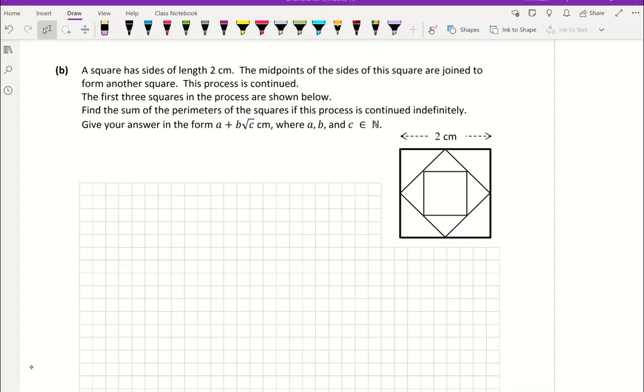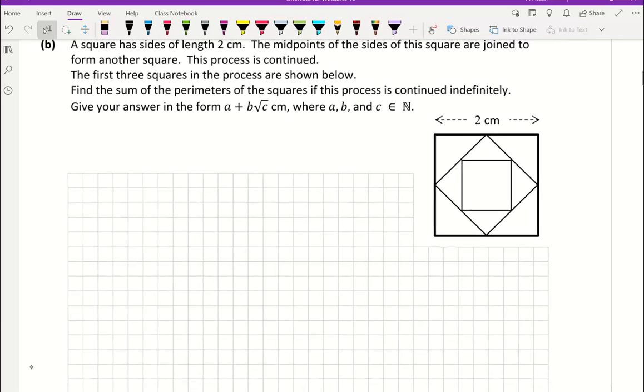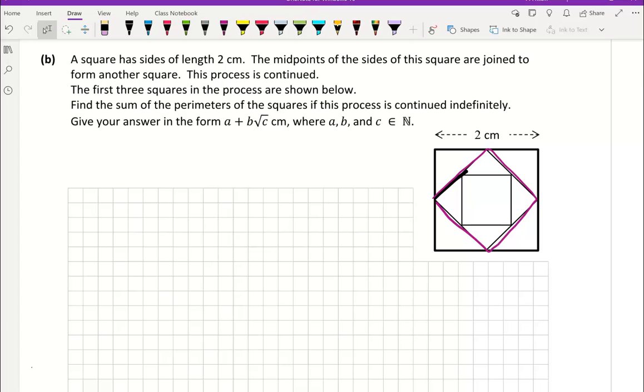So we want the sum of the perimeters if this goes on forever. So let's find the sequence that's here. Obviously that's 2 centimeters, and on the inside here, we've got this other square. The first perimeter is nice and easy to find. It's 2, 2, 2 and 2, so the first perimeter is 8.